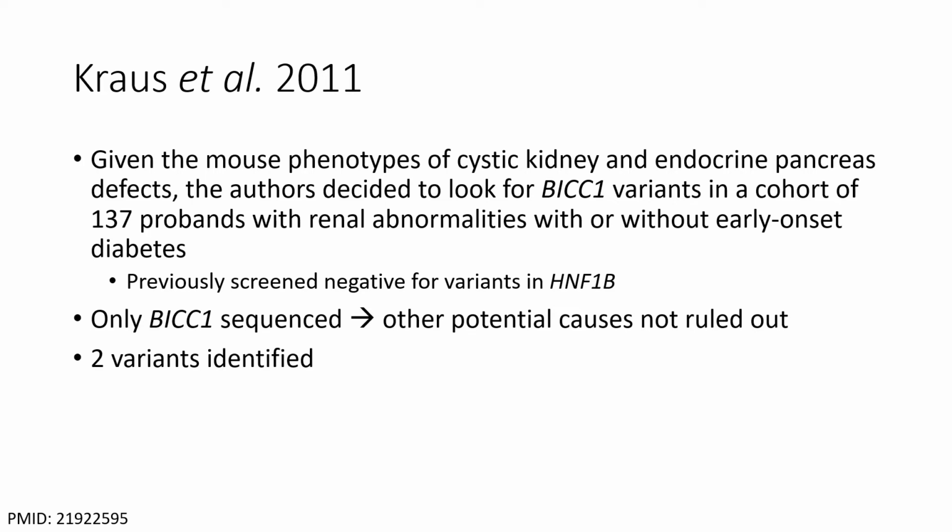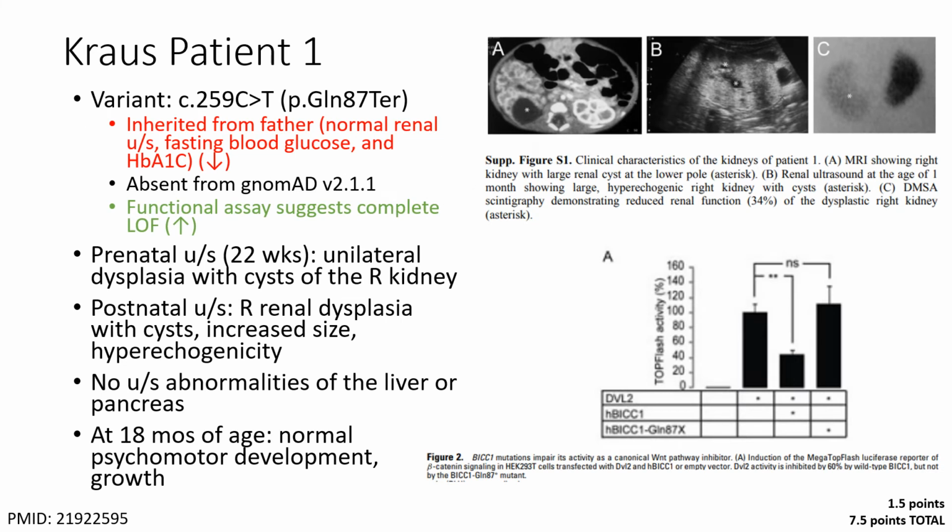Previous screening of HNF1B in these individuals was negative, but no other genes related to renal abnormalities or diabetes were assessed. 2 variants in BICC1 were identified. The first variant is a nonsense variant, absent from gnomAD, identified in an individual with a history of unilateral dysplasia with cysts of the right kidney, identified on prenatal ultrasound at 22 weeks gestation. Postnatal ultrasound again showed right renal dysplasia with cysts, along with increased size and hypoechogenicity.